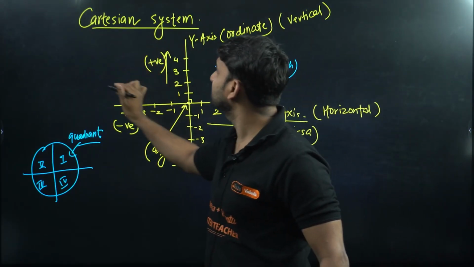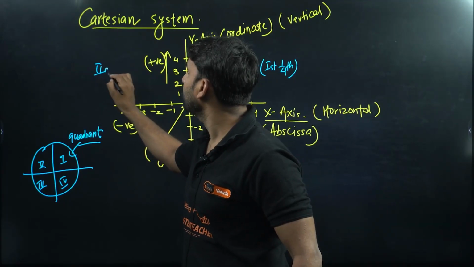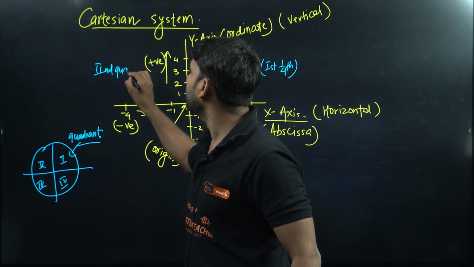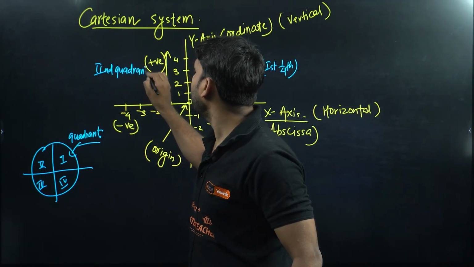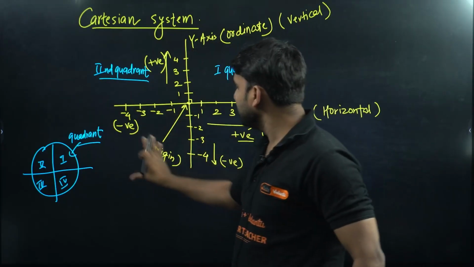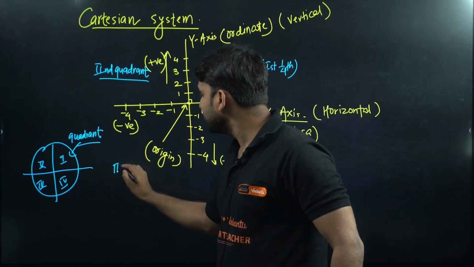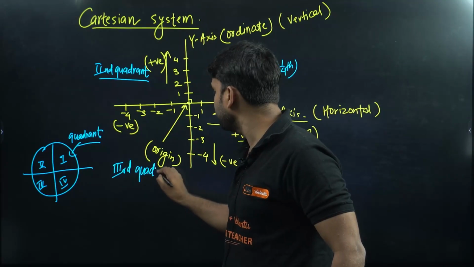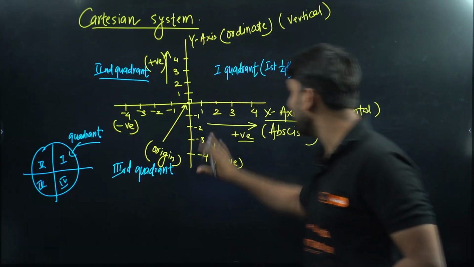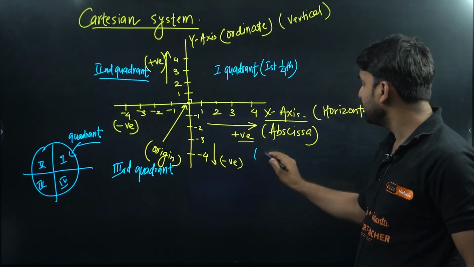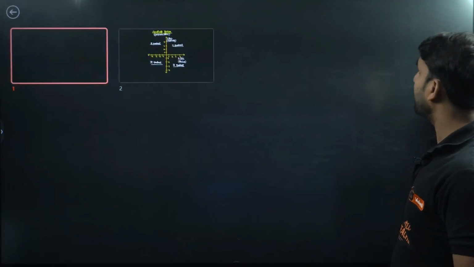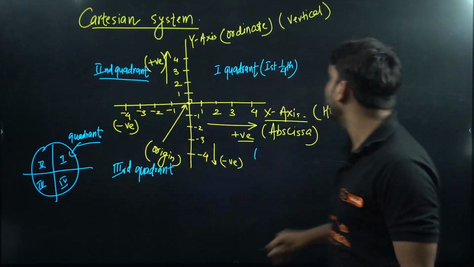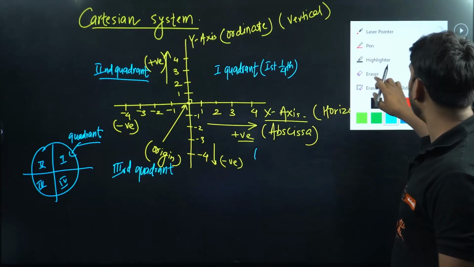And this region is called the second quadrant. Similarly, this region is called the third quadrant. I hope this is clear to you. Third quadrant, and this region here is called the fourth quadrant. I hope you all are getting it. This is called the fourth quadrant.